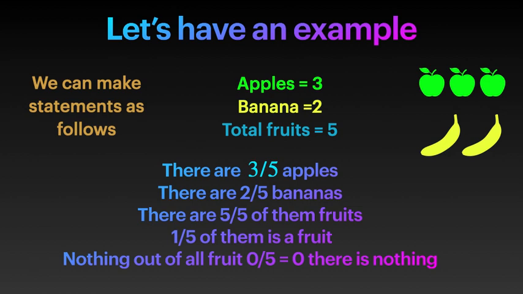Okay, now final thing is quite tricky. Listen carefully. Nothing out of all fruit, 0/5. That means of course there is nothing.